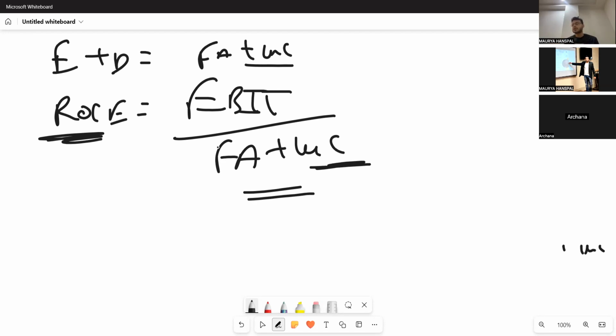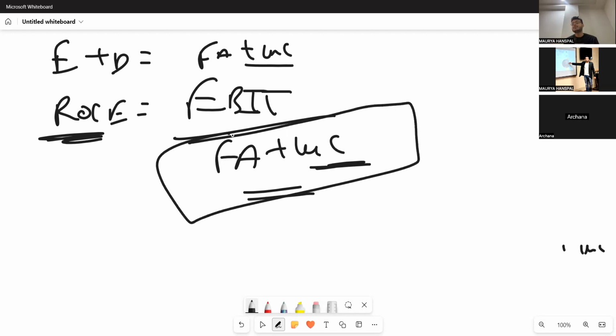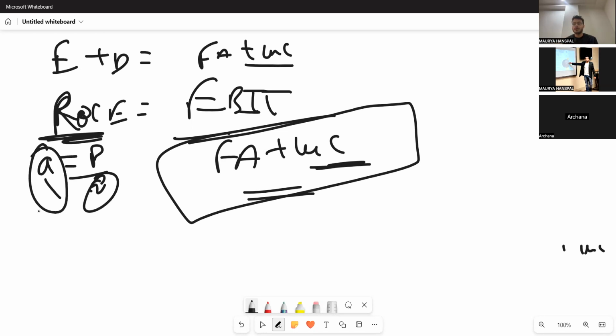So we always know that when we write such an equation, the denominator is always inversely related to what we want ideally. The basic rule of mathematics, like when we study fractions, right? Ideally, we say A is equal to P by Q, correct? And Q is always inversely related to A, and P is always directly related to A. And the same logic stands here. This denominator is always inversely related to the ROCE.